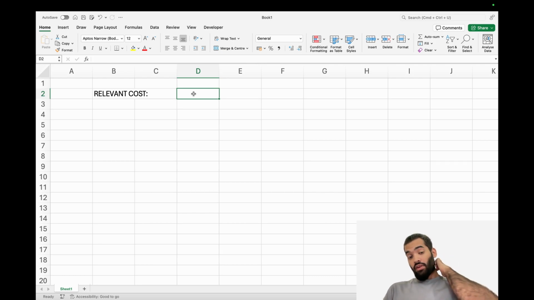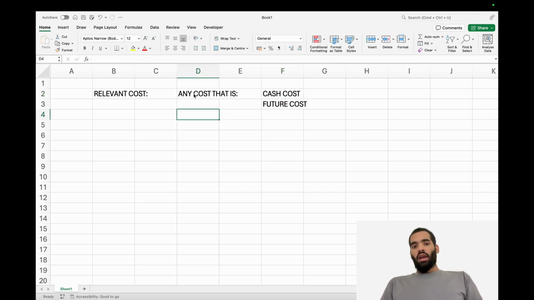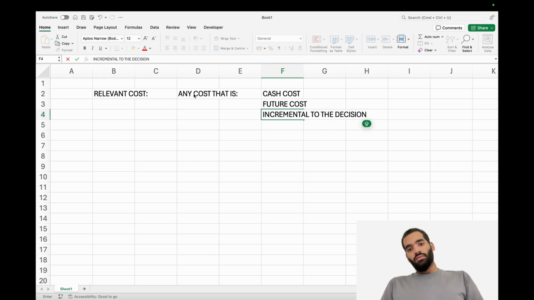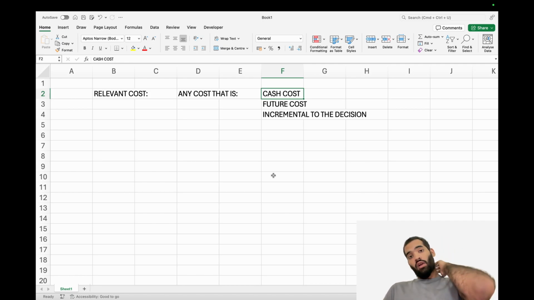I would say a relevant cost is any cost that is a cash cost, a future cost, and it is incremental to the decision that you are making, meaning it depends on a decision that you're going to make. So what do I mean by cash cost? It means it has to have some money value. If it's, let's say, an emotional cost, of course we cannot categorize that in accounting. So it has to have some financial value.